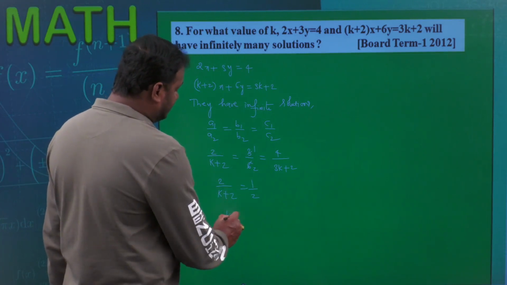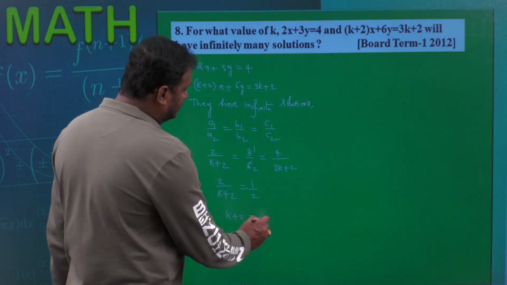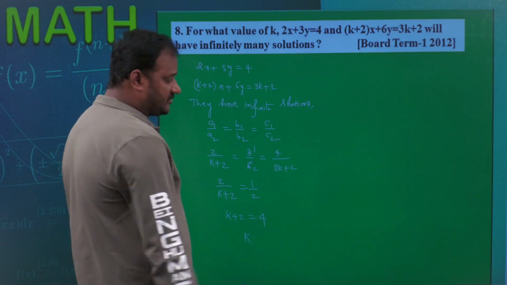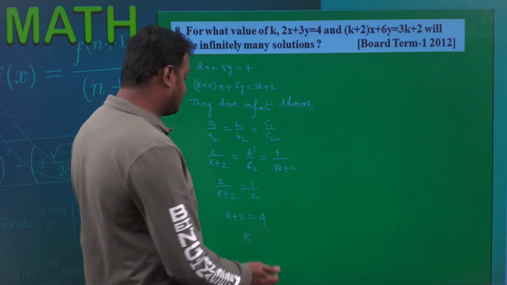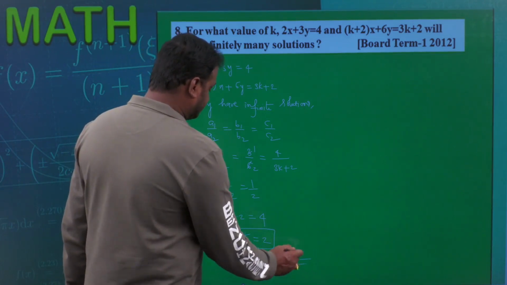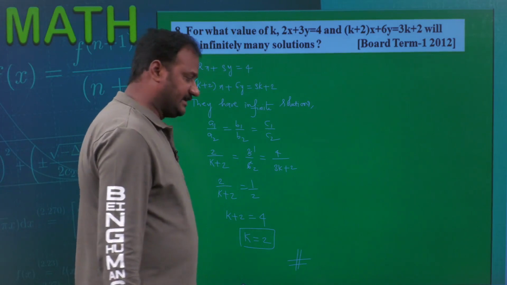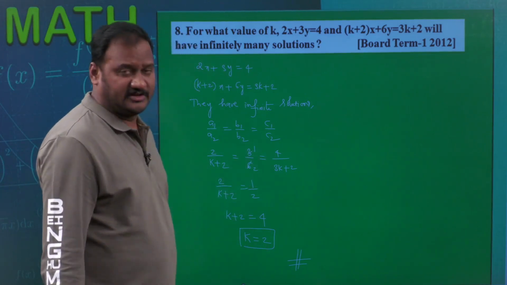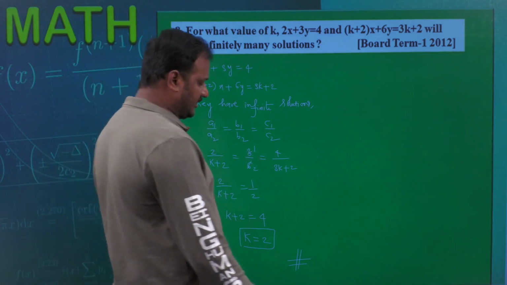By cross multiplication, K plus 2 is equal to 2 2s, which is 4. K plus 2 is equal to 4 means 2 plus how much equals 4? 2 plus 2 is equal to 4. So this way we can answer the problem, and you can check here also whether the value of K is equal to 2 or not.